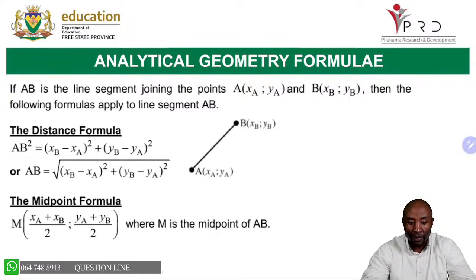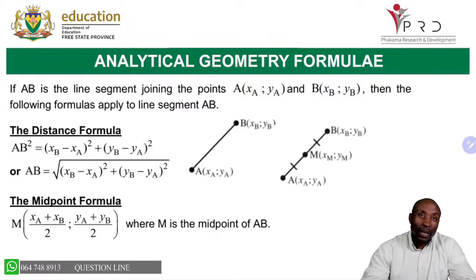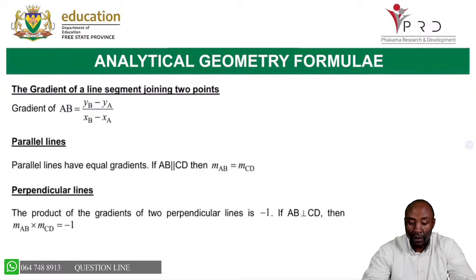Let's use the coordinates of the points that we are given so that we do not make a mistake. We also have the midpoint, which is the half distance between the 2 points, and we use x1 plus x2 over 2. That's how it's given in our formula page. You do the same. Use the coordinates of the line segment that you are given.